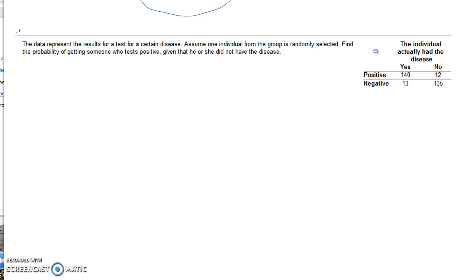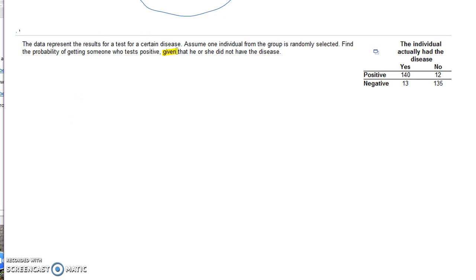Okay, so another type of probability that we studied this week is called conditional probability. And so let's read for the key word. It says the data represents the results of a test for a certain disease. Assume one individual from the group is randomly selected. Find the probability of getting someone who tests positive given that she did not have the disease.